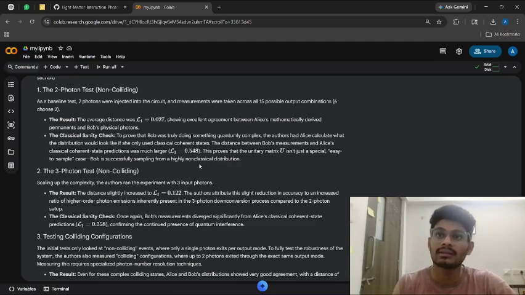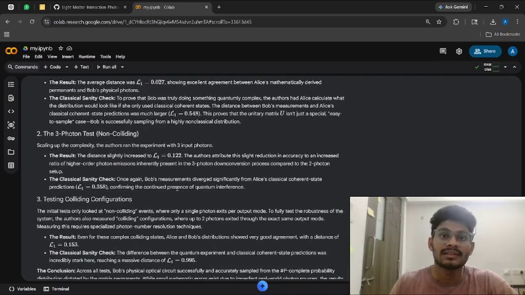A skeptic might still ask whether Bob is just reproducing something that could also arise from a classical optical field. To test that, the paper introduces what I would call the classical sanity check. Alice also computes what the visibilities would look like if she used coherent state inputs instead of ideal Fock state photons. These coherent state predictions are the classical wave baseline.